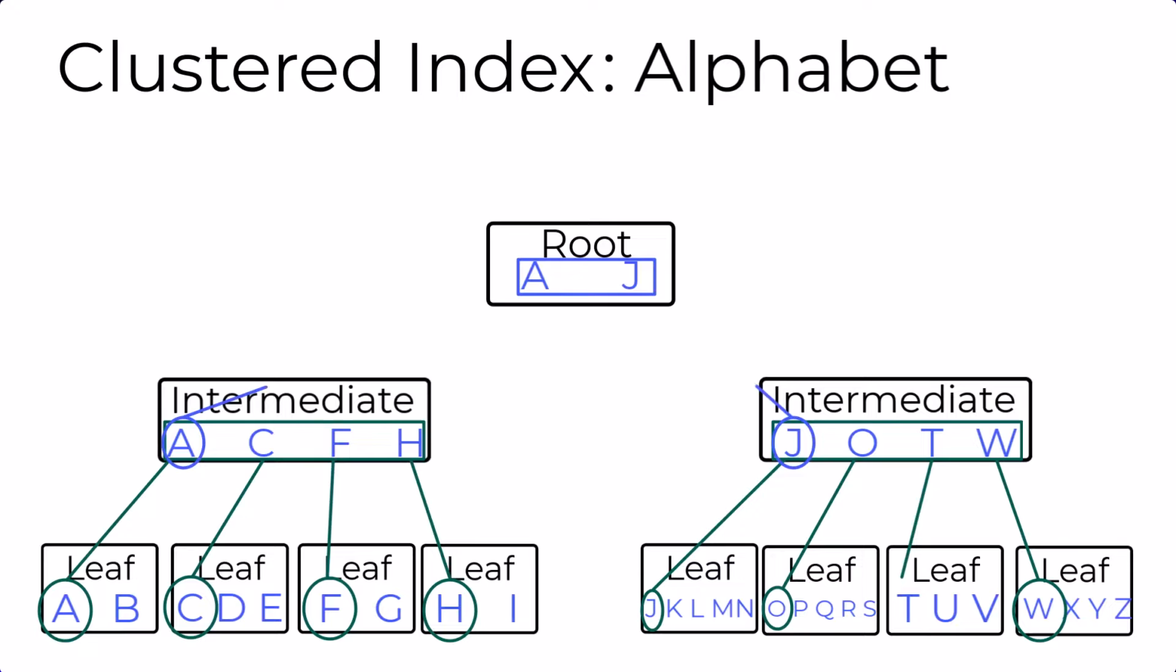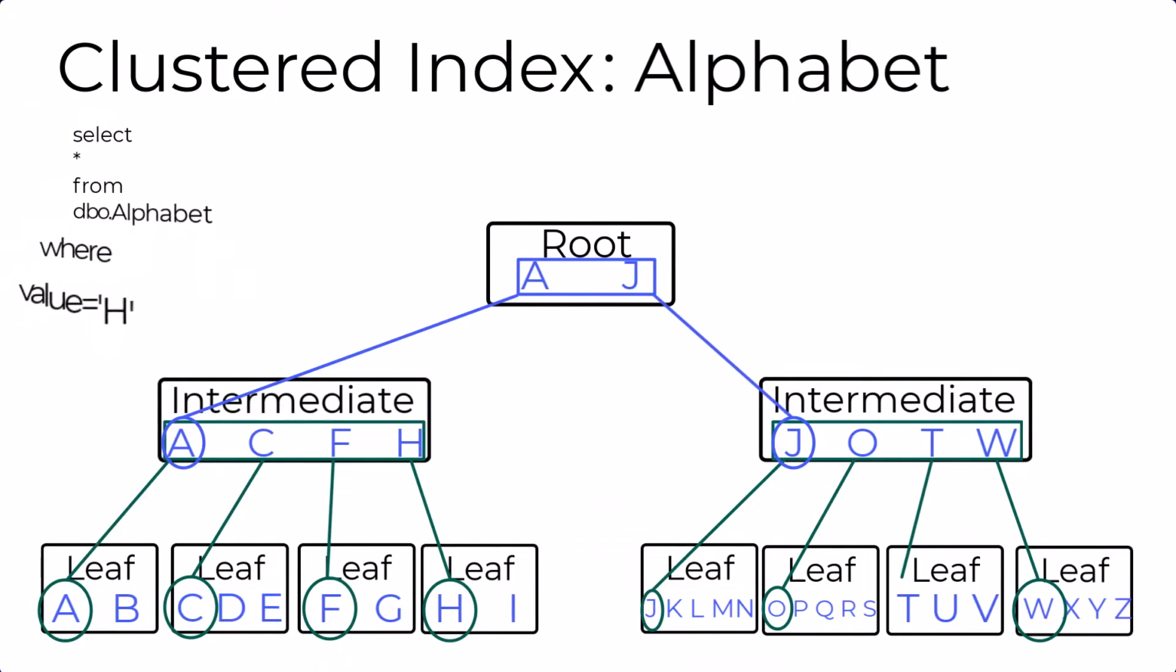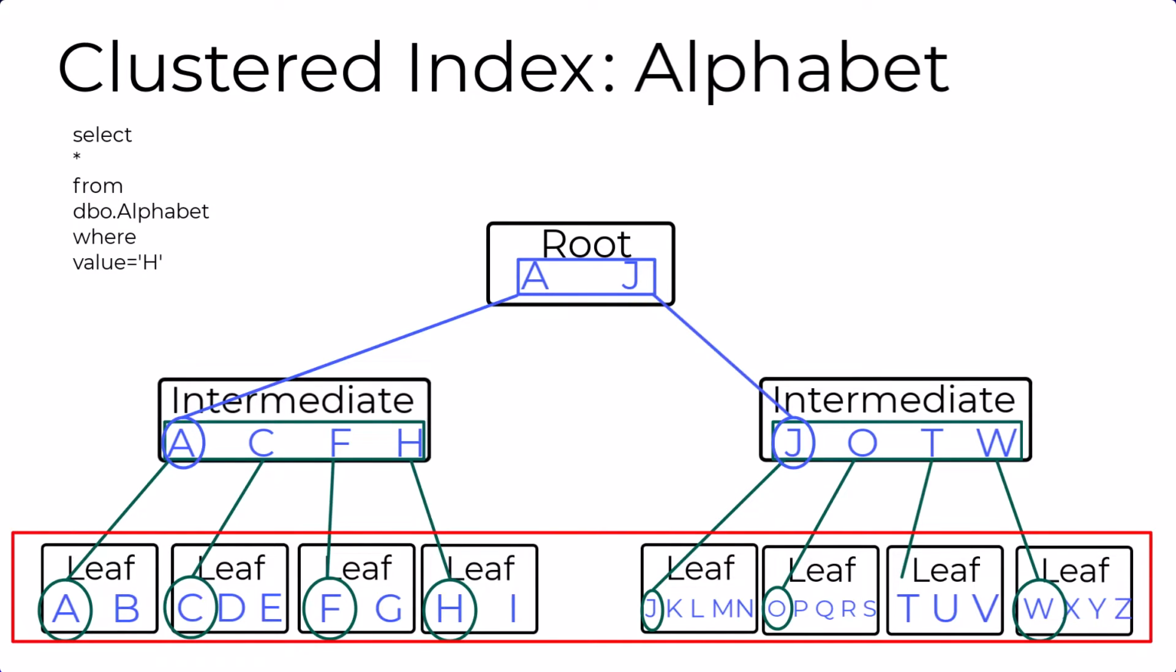So if I said select star from alphabet table where value equals H, I can begin to shortcut this. And instead of having to scan all the pages in the alphabet to find where H is, I just have to do 3 operations to be able to find the value I need. This is the power of a clustered index versus a heap. And this is why we use them. We use clustered indexes to be able to shortcut these operations.